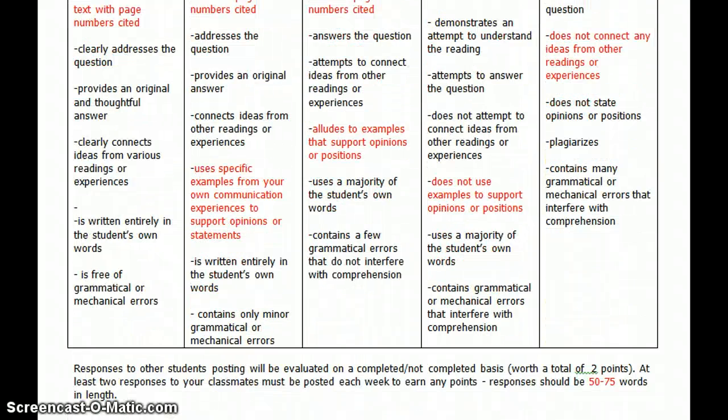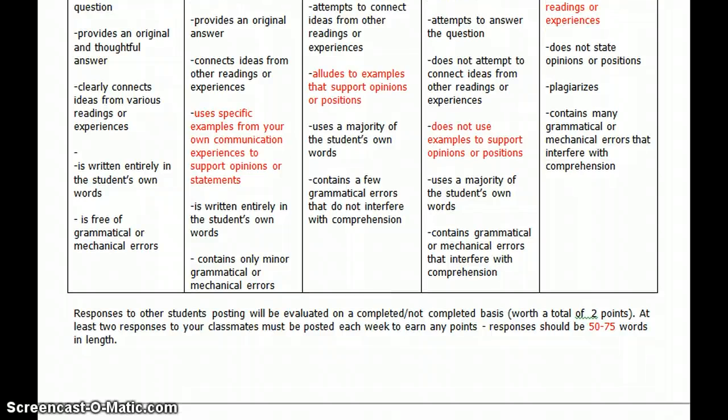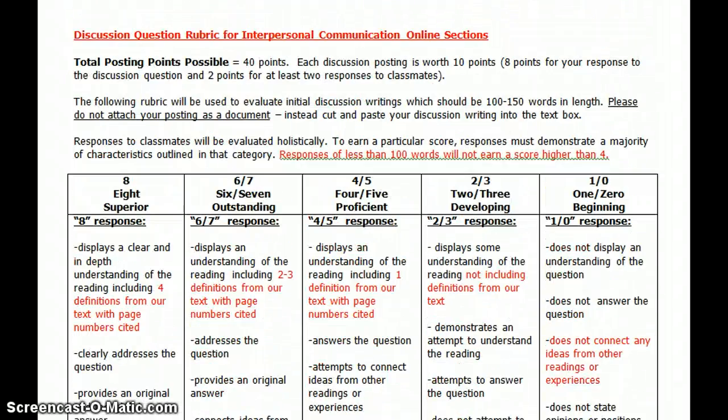On the bottom here it says responses to other students' postings will be evaluated on a completed or not completed basis. At least 2 responses to your classmates must be posted. And responses need to be 50 to 75 words. So for your responses to classmates, you do not need to cite text concepts, but you do need to have responses that are at least 50 to 75 words in length. Okay, so that's the grading rubric.